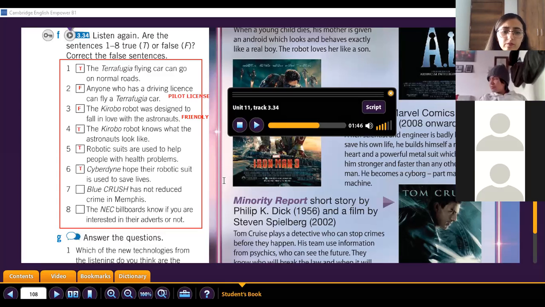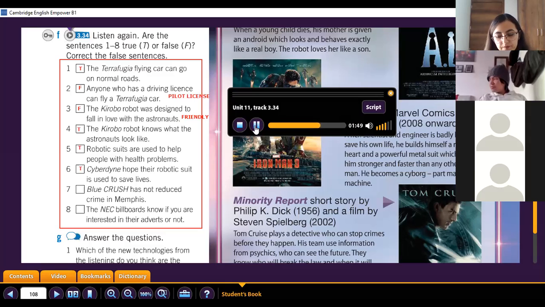Very good. Finally, we have the final one. Blue Crash has not reduced crime in Memphis. And the next one, number 8, the billboards know if you are interested in their adverts or not. Let's listen to see what's the answer.